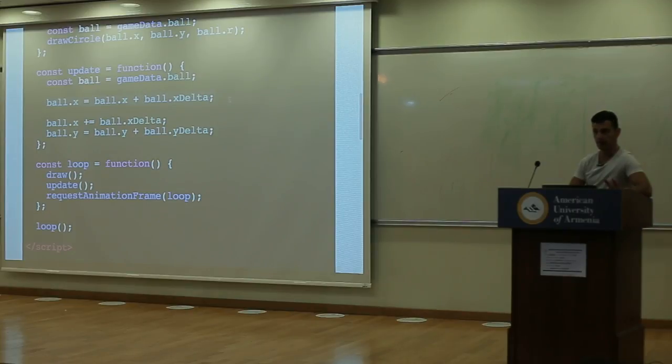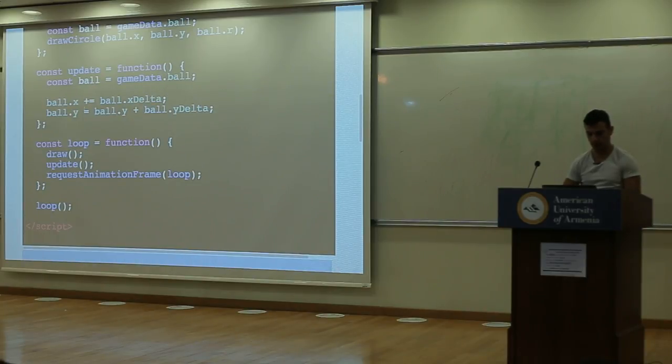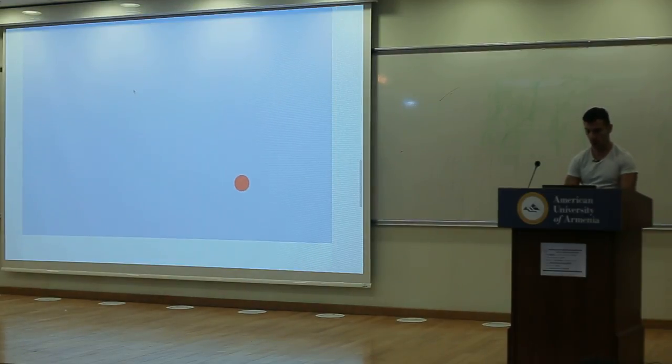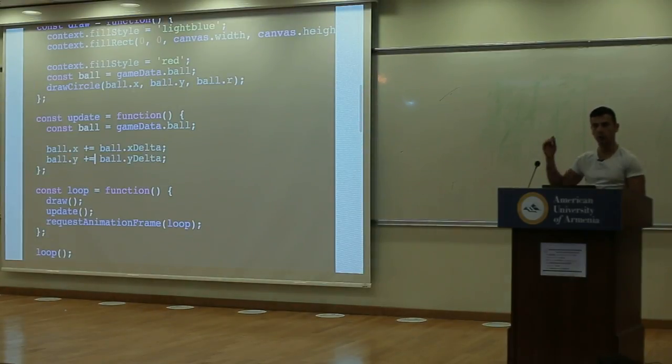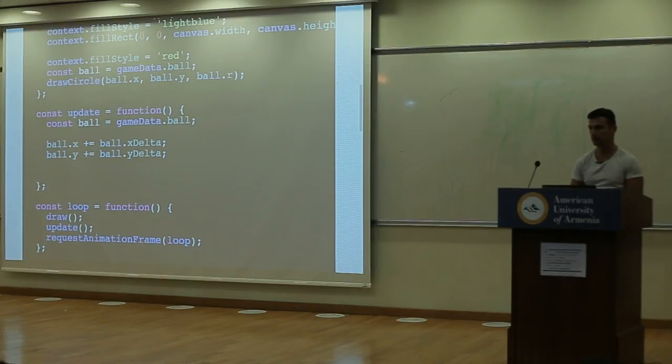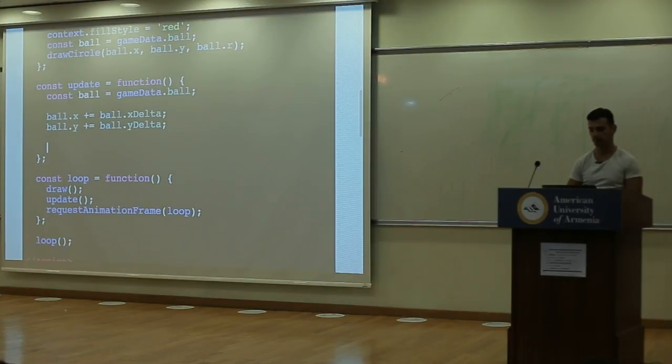Any confusions about that? Okay, so if that's the case, then why don't we get rid of this and we change this to plus equals. Okay, and we get the ball moving. Cool. But when the ball leaves, it leaves the game, right? So we want it to bounce and come back. How do I make the ball bounce and come back? You tell me.